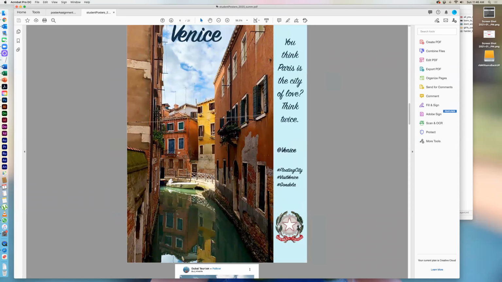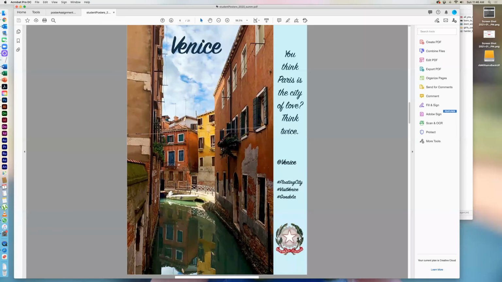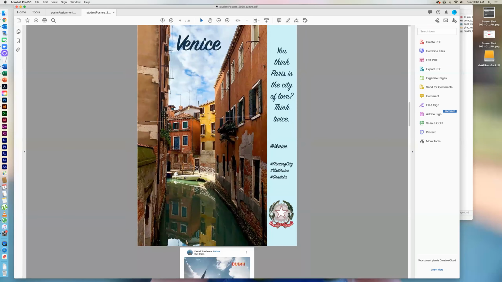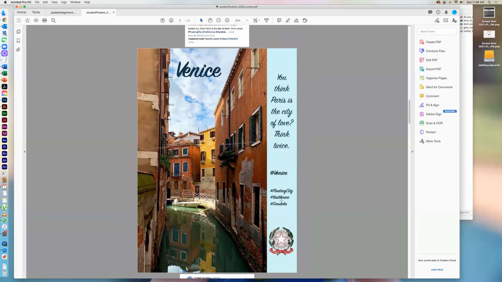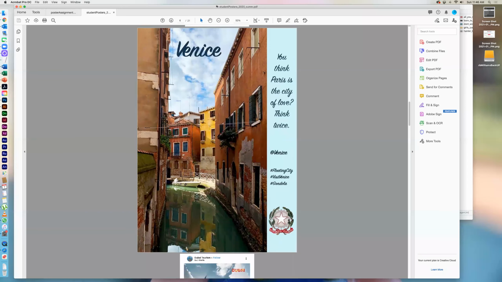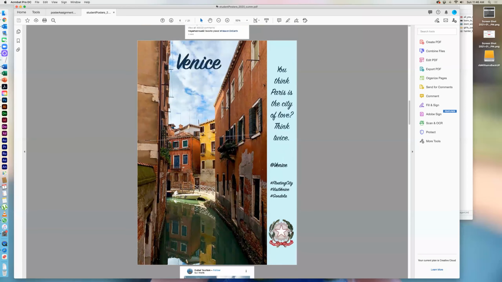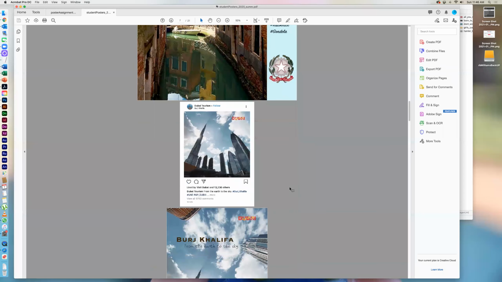So what she did is she kept the image pretty clean and put the text, you think Paris is the city of love? Think twice. And then it's Venice, floating city, visit Venice, gondola. Okay, so it's in the rivers. And so the picture is strong enough. And then the border. Here's the one I'm talking about.